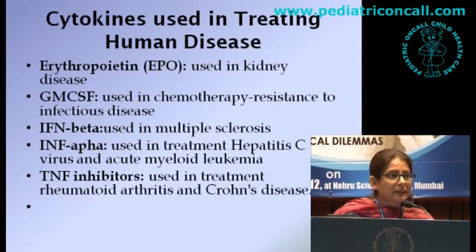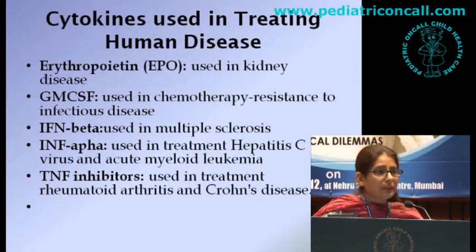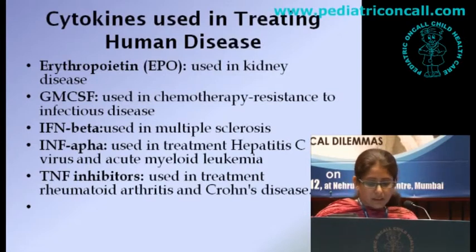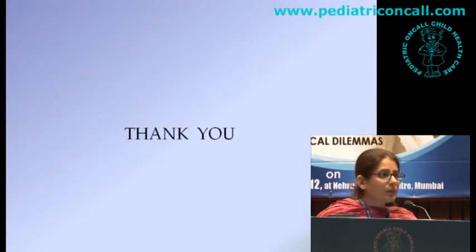So cytokines are basically used in treating various human diseases, like erythropoietin, as we all know, which we use. GM-CSF is used in chemotherapy resistant to infectious diseases. Interferon beta in multiple sclerosis, alpha in hepatitis C virus and AML, and TNF inhibitors are used in treating rheumatoid arthritis and Crohn's disease. So this is a short view of how the cytokines work in infections. Thank you.